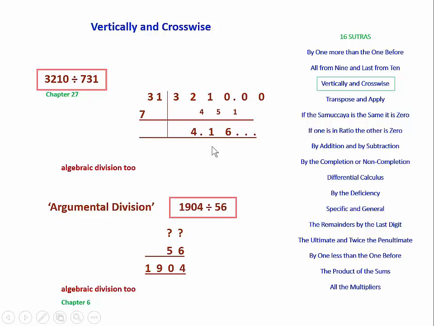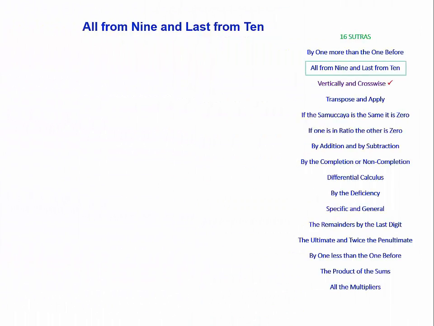So that's vertically and crosswise. I'm not going to go through these in any detail. There's a lot of other things to show in the time available. But vertically and crosswise, or the Urdhva Tiryag Vyam Sutra, is the main sutra for general division. Then there are two further methods, one where divisors are just below the base, and one for where they're above.